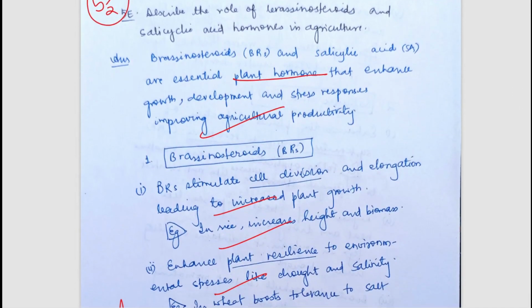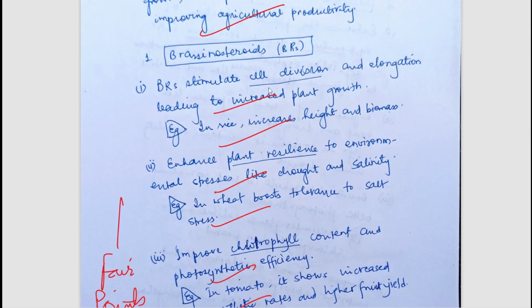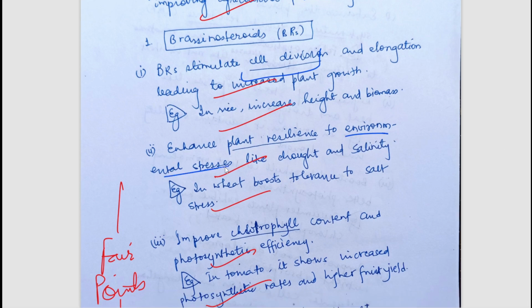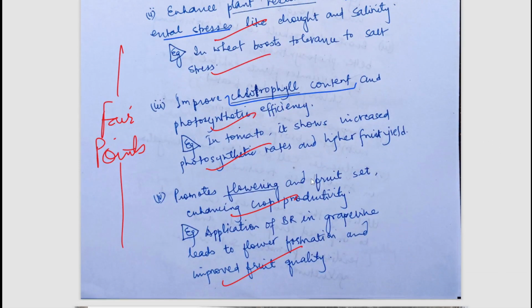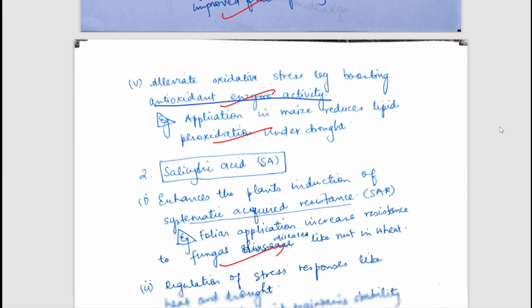The next question is, describe the role of brassinosteroids and salicylic acid hormones in agriculture. So brassinosteroids are used in cell division. They can help enhance plant resilience to environmental stress. They can improve chlorophyll content. They promote flowering and fruit setting. They alleviate oxidative stress by boosting antioxidant enzyme activity.